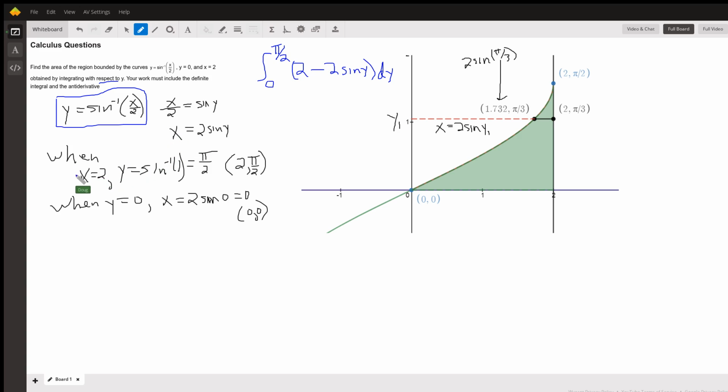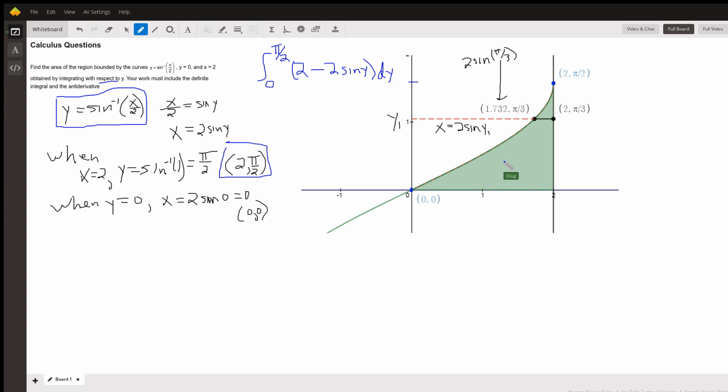And to find the points of intersection, when x equals 2, I put 2 right in here, I get inverse sine of 1, which is pi over 2. So the point (2, pi over 2) is this point of intersection right here. And when y is 0, x will equal 2 sine of 0, which is equal to 0. So this is the other point of intersection. So we're going to be integrating along the y-axis from 0 up here to pi over 2.